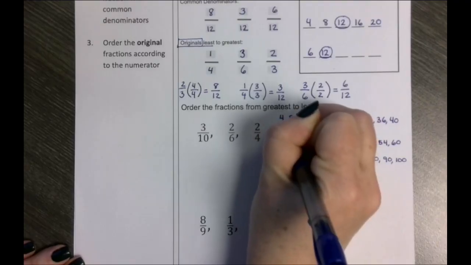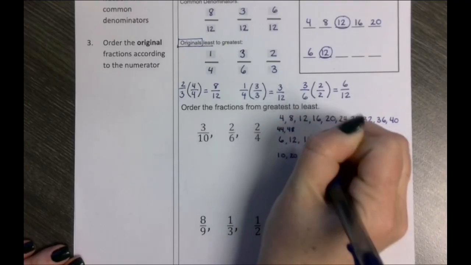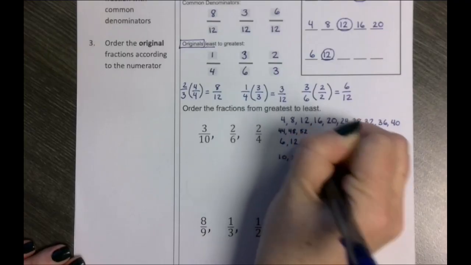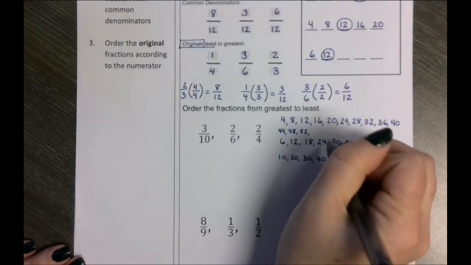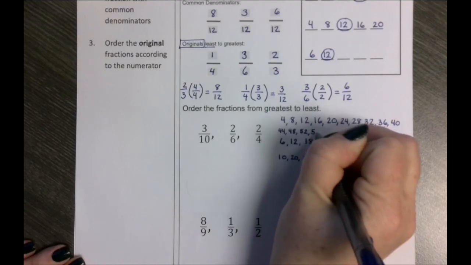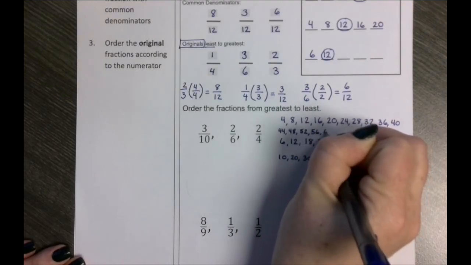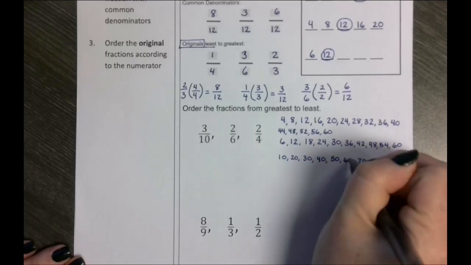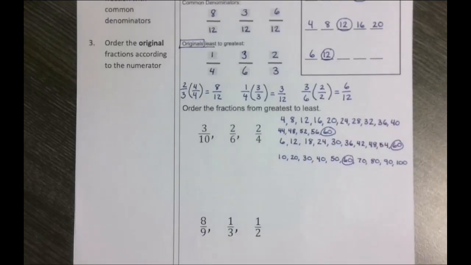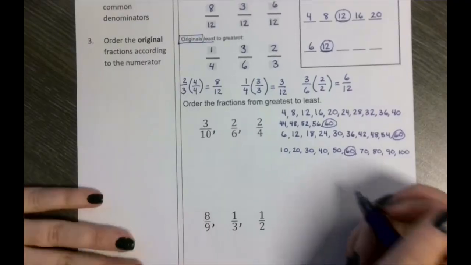44, 48, 52, 56, 60. Sweet, looking there, I have 60 on all 3. So I've got my LCM.